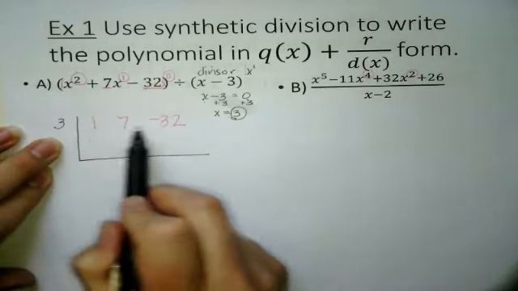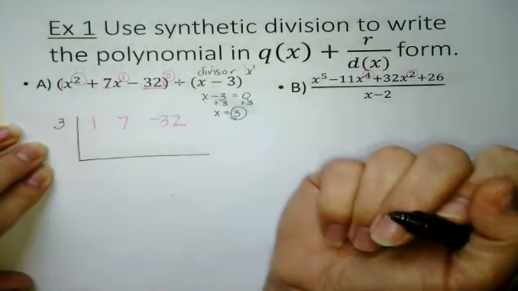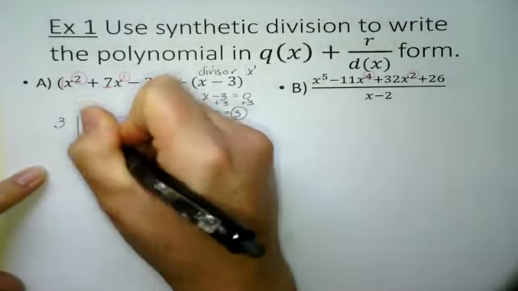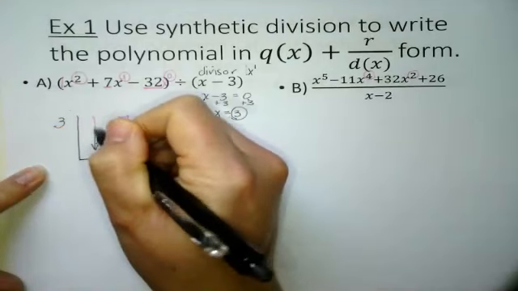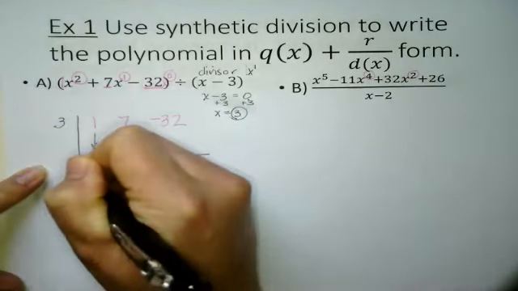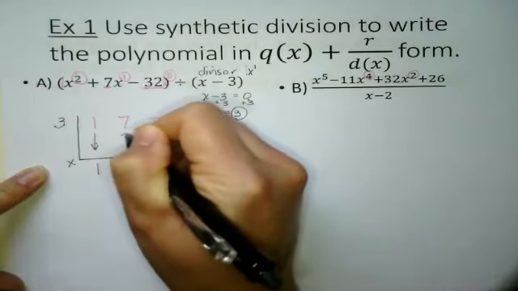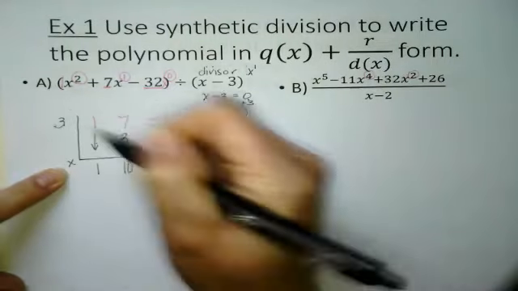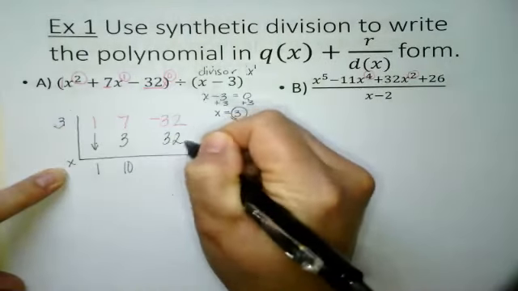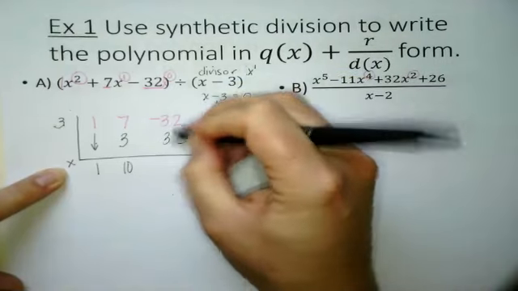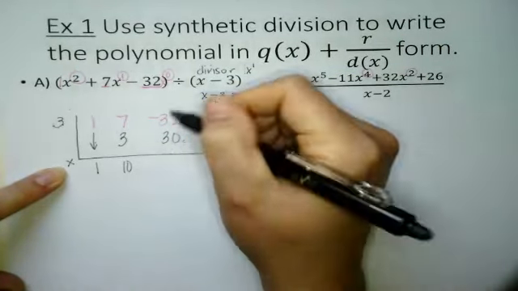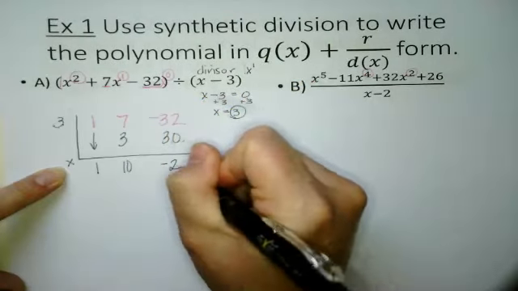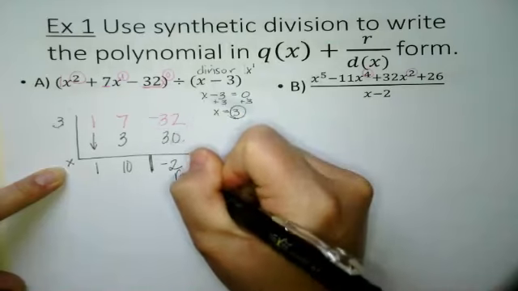Once you have all your coefficients, then we can do our little add and multiply pattern here. So we basically bring down the first term. Really, we're adding nothing to it. So 1 plus 0 is 1. And then we multiply. 1 times 3 is 3. And then we combine. 7 and 3 makes 10. And we multiply. 10 and 3 makes 30. I'm sorry, it makes 30, not 32. And then we combine. Negative 32 plus 30 gives us a negative 2. This last number is always the remainder.